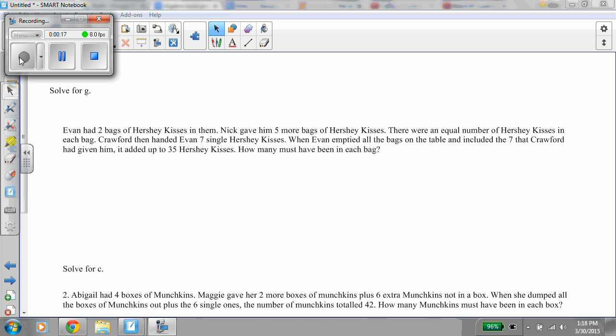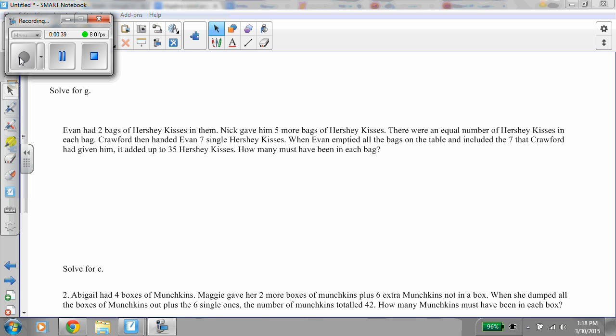So we have: Evan had 2 bags of Hershey Kisses in them. Nick gave him 5 more bags of Hershey Kisses. There are an equal number of Hershey Kisses in each bag. Crawford then handed Evan 7 single Hershey Kisses. When Evan emptied all the bags on the table and included the 7 that Crawford had given him, it added up to 35 Hershey Kisses. How many must have been in the bag?